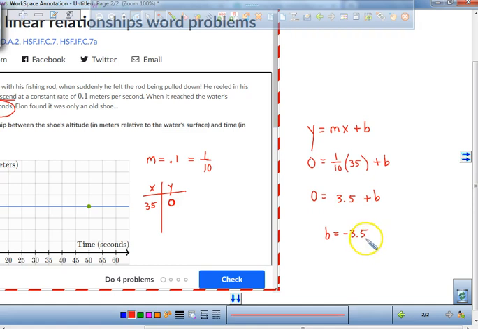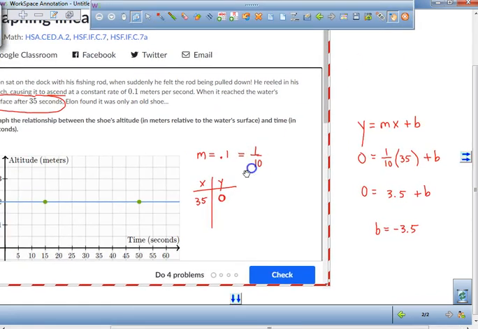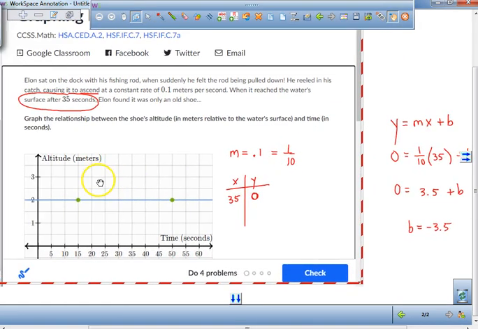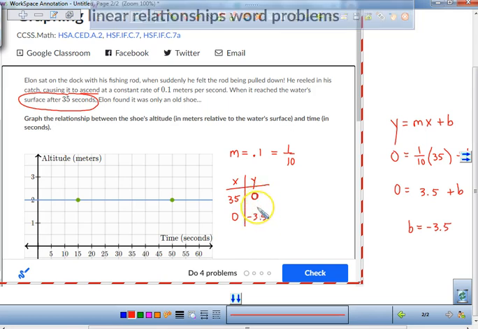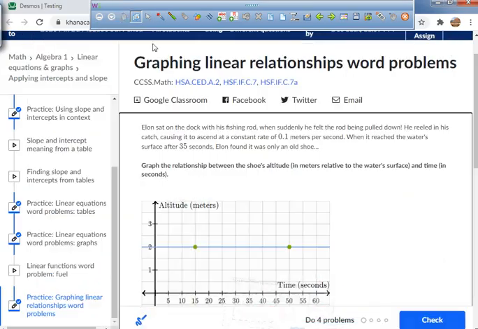So what does that mean? That means the fish was 3.5 meters under the water. So the other ordered pair, I got a 0 and what? Negative 3.5. This represents my y-intercept. The other one, 35, 0, represents my x-intercept. So let me take a look.